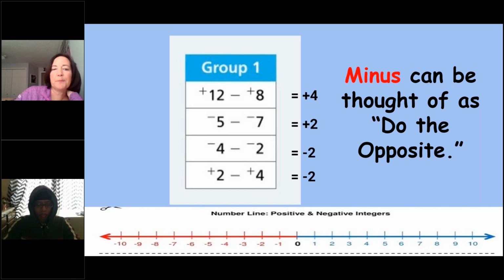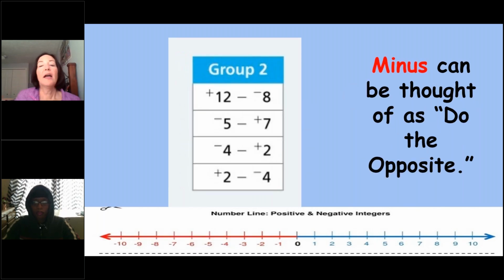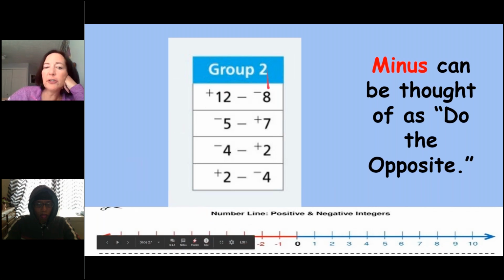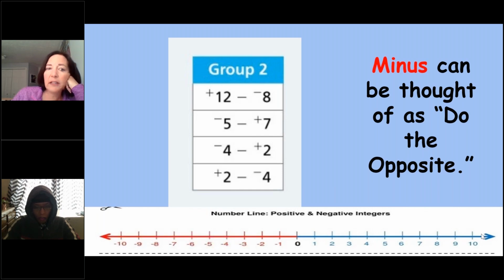Nice job. Okay, now these are the group 2 problems where the signs were different. We always have a positive and a negative, or a negative and a positive. The nice thing is we use the same thought process when we are on the number line. We're still just going to say the minus can be thought of as do the opposite. So in the first one, we're starting at +12, which I don't actually have on my number line, but it's way far to the right.